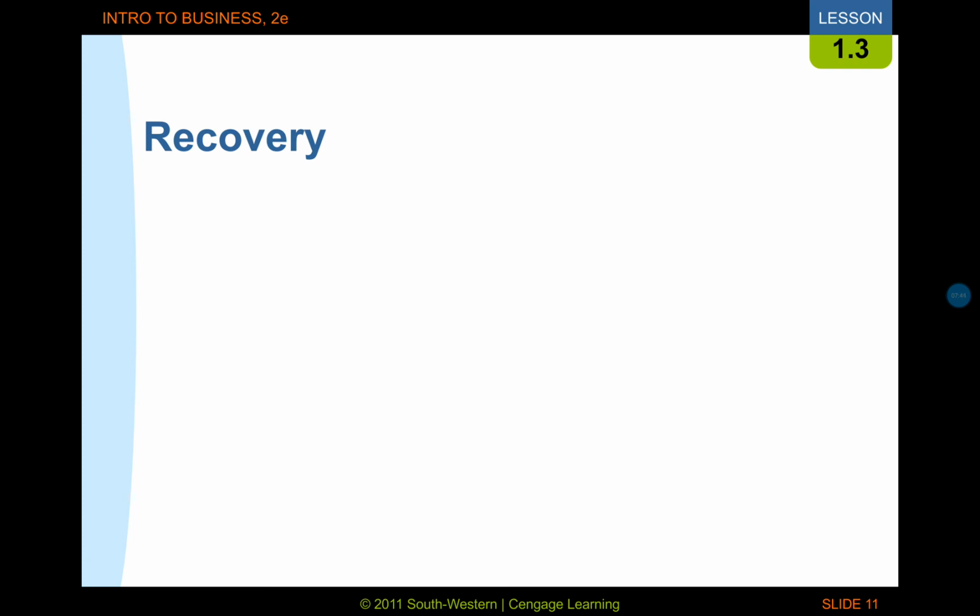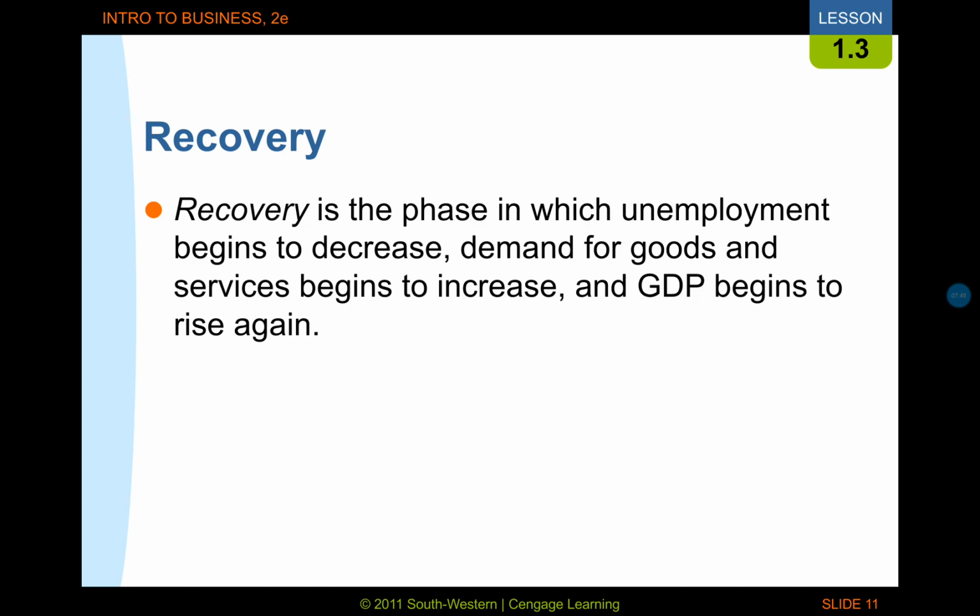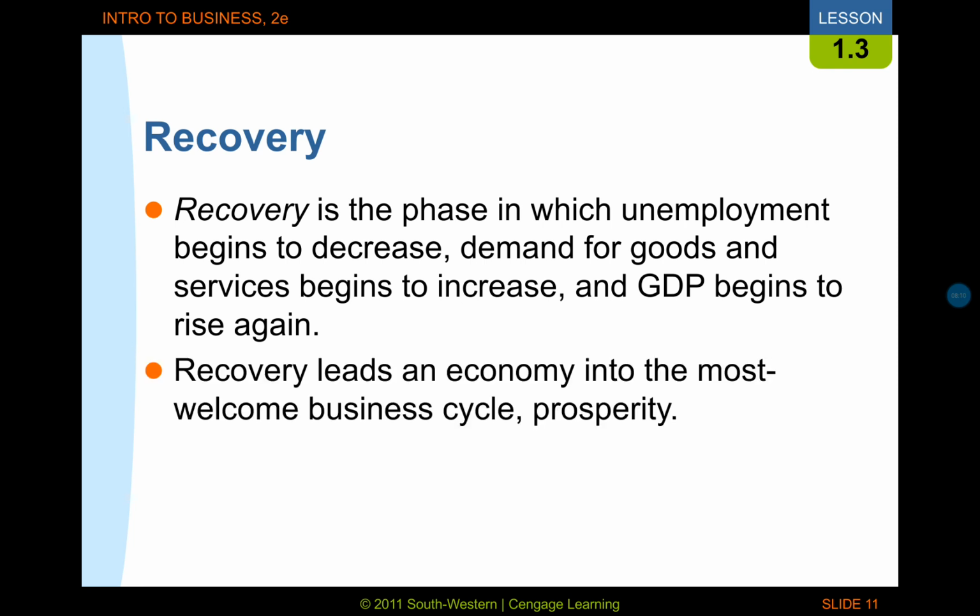And then our last phase of the business cycle is recovery. Recovery is the phase in which unemployment begins to decrease, demand for goods and services begins to increase, and our GDP begins to rise. So we're kind of coming back out of it. We're heading back towards prosperity, hopefully. Recovery leads the economy into the most welcome business cycle phase, which is prosperity.